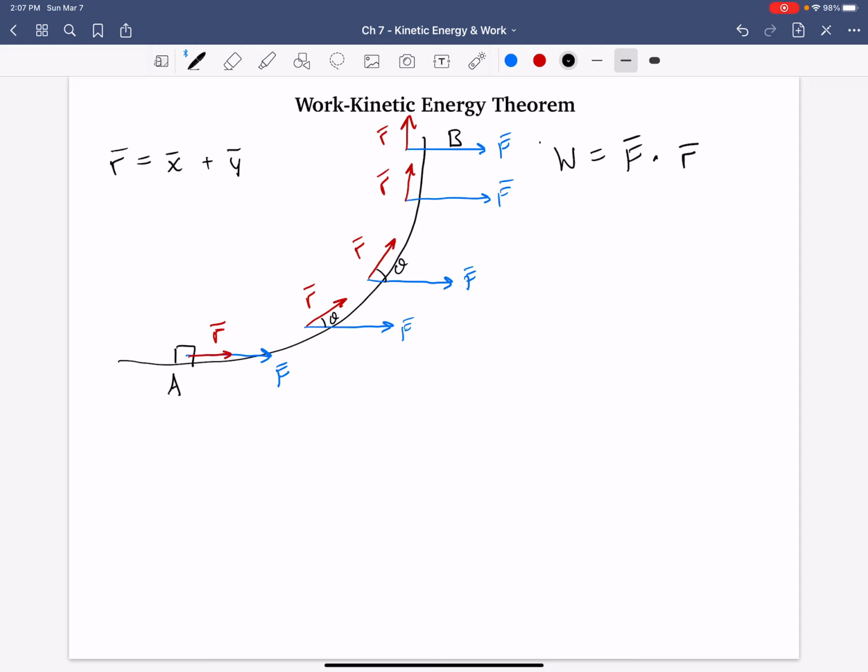The angle is actually getting bigger and bigger up until an angle of 90. So can we simply write, if we wanted to find the total work, can we simply write this? No, we can't, right? The magnitude of force, that can be constant. The magnitude of r, that can be constant, right? But the relationship between the two, in other words, the angular relationship, that is changing.